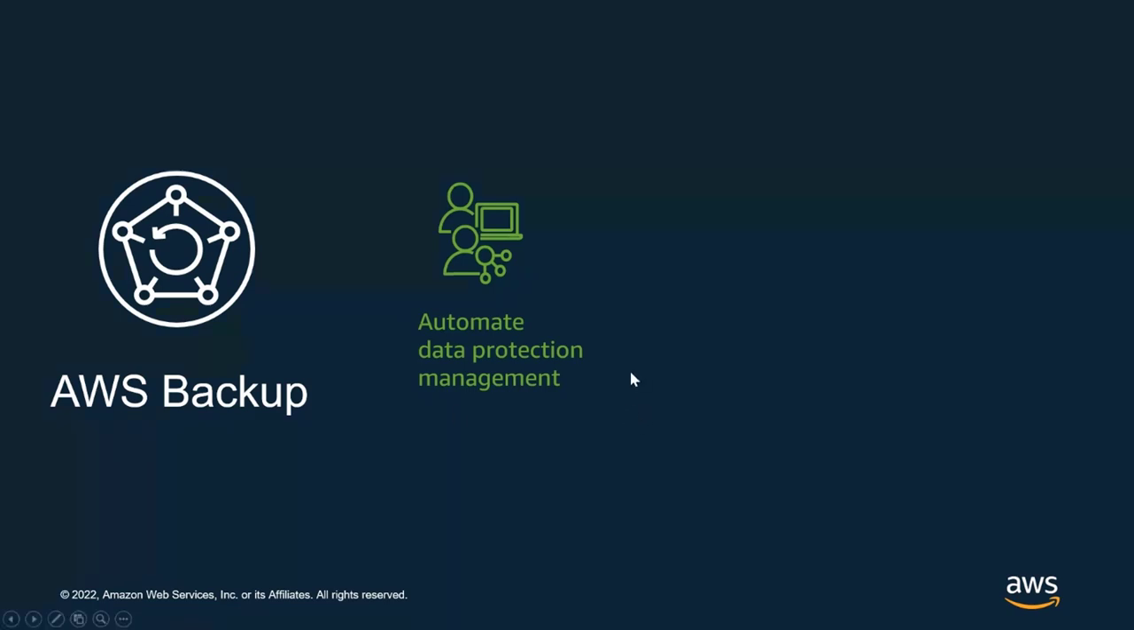Apart from centralizing data protection, AWS Backup also helps you to improve your data resiliency and business continuity. We allow you to restore your backups with a few simple clicks or with a single API call. And with this simple restore experience, you can ensure business continuity whenever there's a data disruption event.